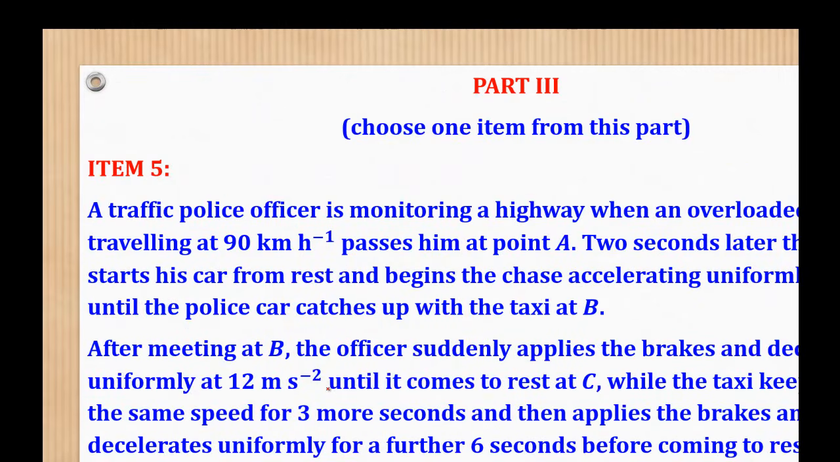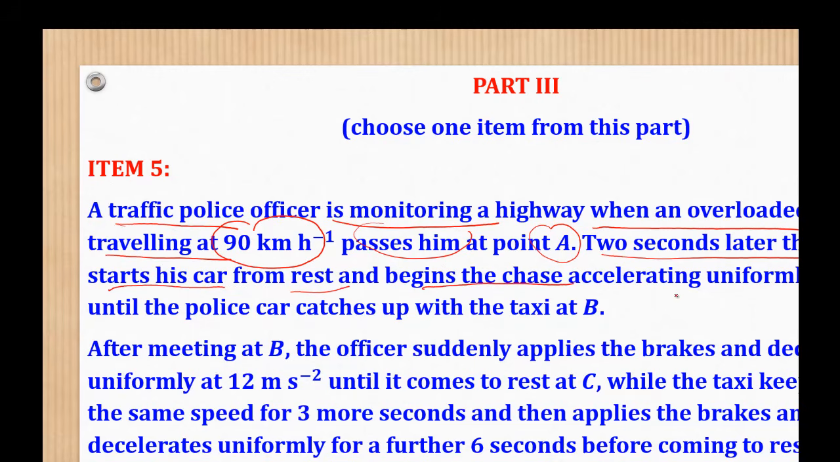Then we shall go to item 5. Item 5 says, a traffic police officer is monitoring a highway when an overloaded taxi traveling at 90 kilometers per hour passes him at point A. 2 seconds later, the officer starts his car from rest and begins to chase, accelerating uniformly at this, until the police car catches up with the taxi at B. After meeting at B, the officer suddenly applies brakes and decelerates uniformly at 12 meters per second squared until it comes to rest at C, while the taxi keeps going at the same speed for 3 more seconds and then applies the brakes and decelerates uniformly for a further 6 seconds before coming to rest.